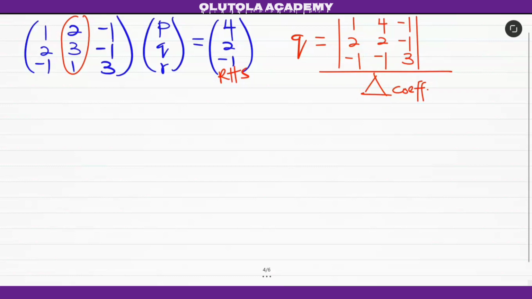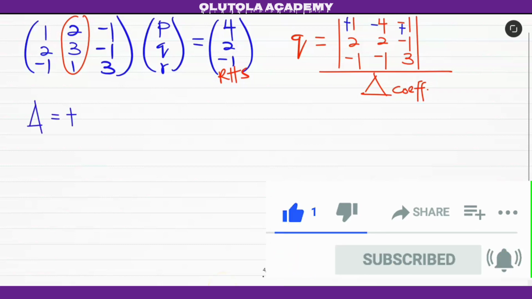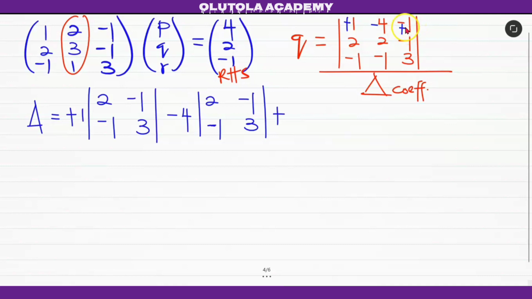So I'll put my sign convention. This will be positive, negative, positive. I will have the determinant to be positive 1, 2, negative 1, negative 1, 3. And next is negative 4, 2, negative 1, negative 1, 3. So next is positive, negative 1, 2, 2, negative 1, negative 1.